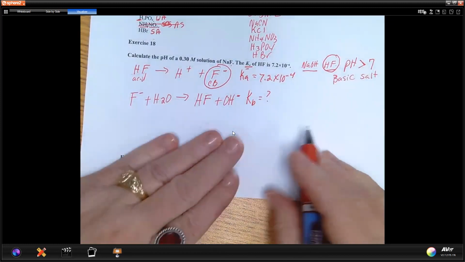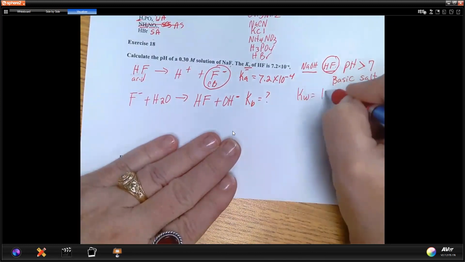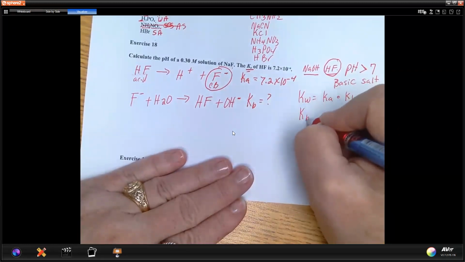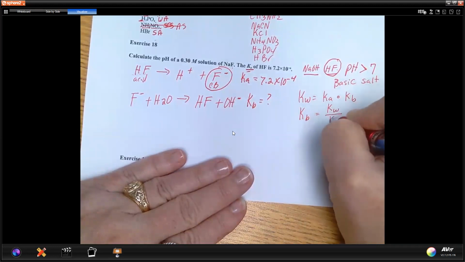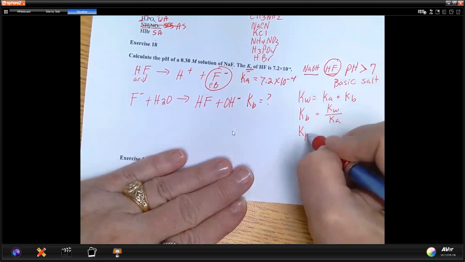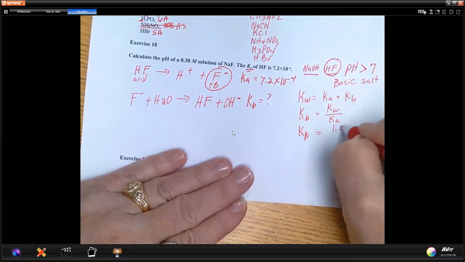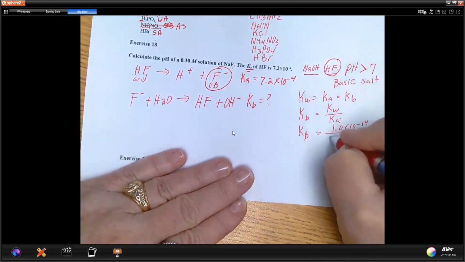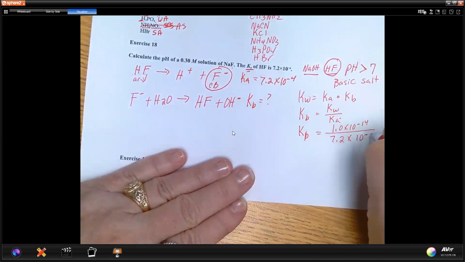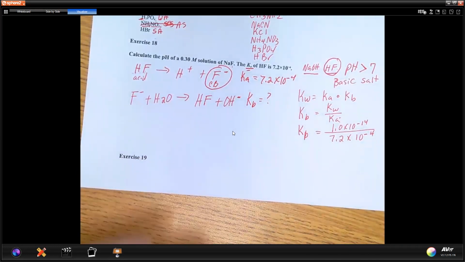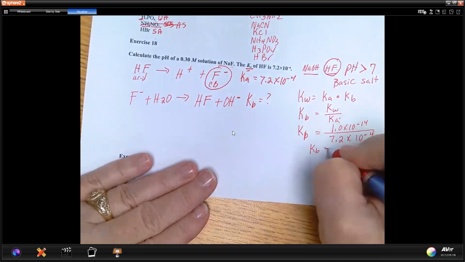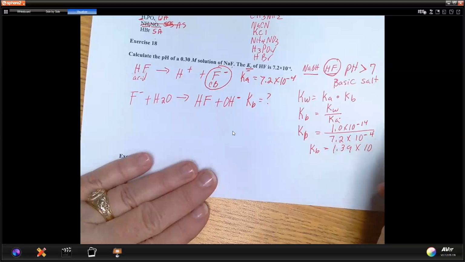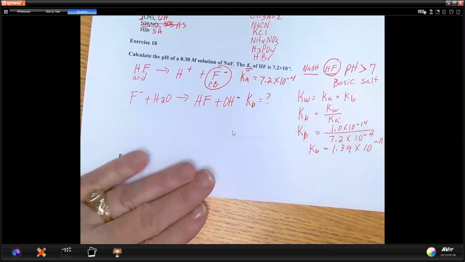But I know now how I can relate them. Kw is equal to Ka times Kb. So if I rearrange that, I get Kb is equal to Kw divided by Ka. And then I'm just going to plug in my numbers. We know Kw is 1 times 10 to the negative 14. And then my Ka was given to me, 7.2 times 10 to the negative 4. So I end up getting a Kb equal to 1.39 times 10 to the negative 11.